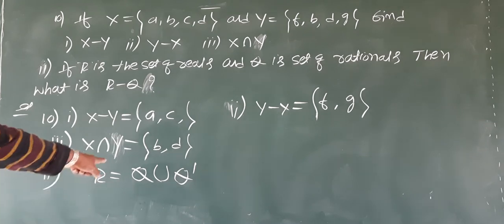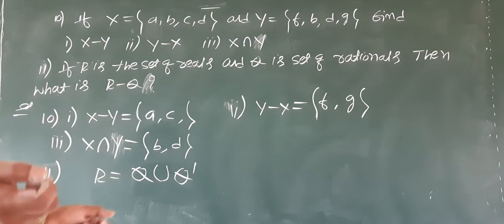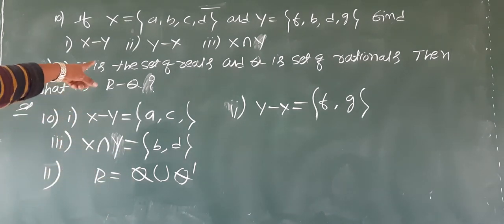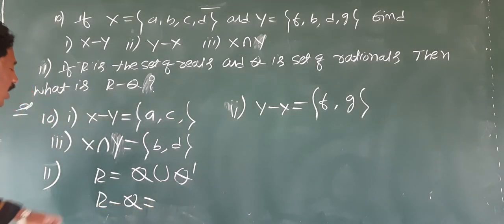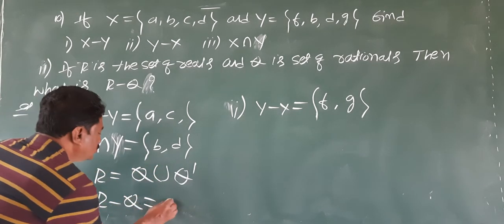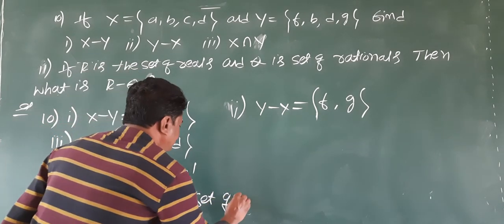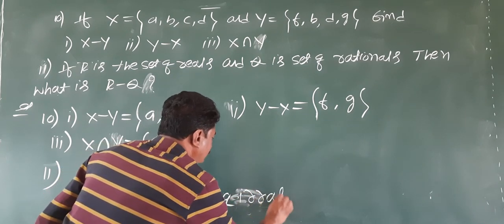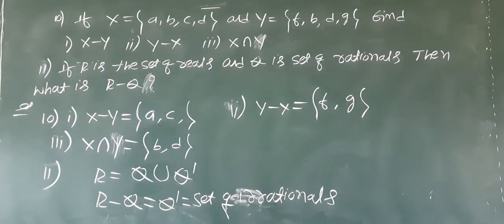When we unite rationals and irrationals, we will get the set of reals. Now R minus Q: if we remove Q from R, what remains is Q dash, the set of irrationals.